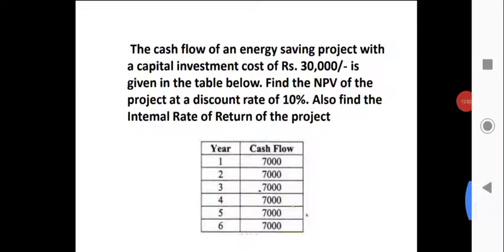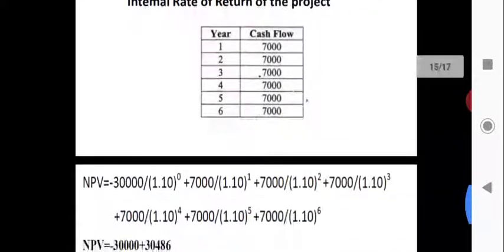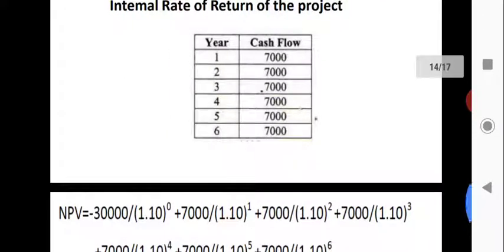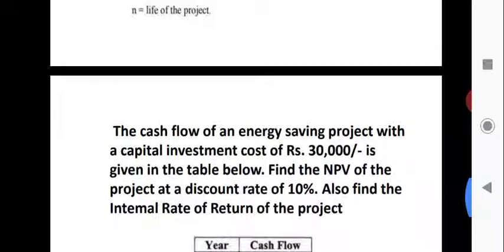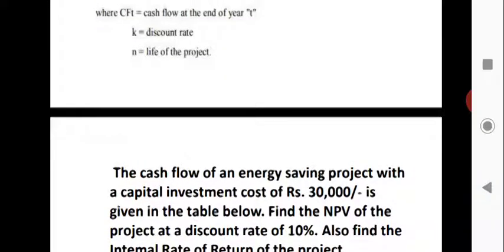The cash flow of an energy saving project with the capital investment cost of rupees 30,000 is given in the table below. Find the NPV of the project at a discount rate of 10%. Also find the internal rate of return of the project. So first you are having a cash flow of 7,000 rupees, second 7,000, third 7,000, fourth 7,000, fifth year 7,000, sixth year 7,000. Total invested amount is 30,000 and the discount rate is 10%.